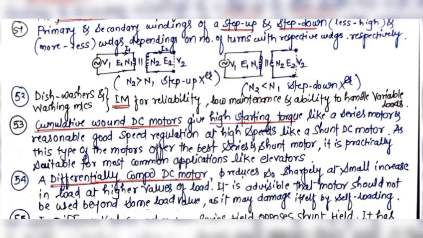The primary and secondary windings of step up and step down transformers have fewer and more windings respectively, depending on the number of turns. So for a step up transformer, the secondary windings are more, and for a step down transformer, the secondary windings are less in turns.